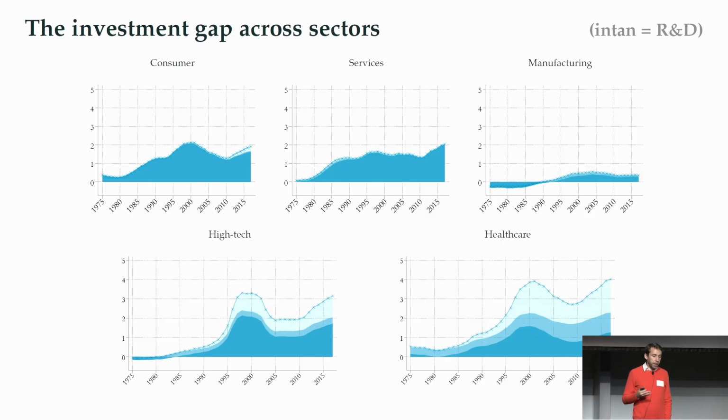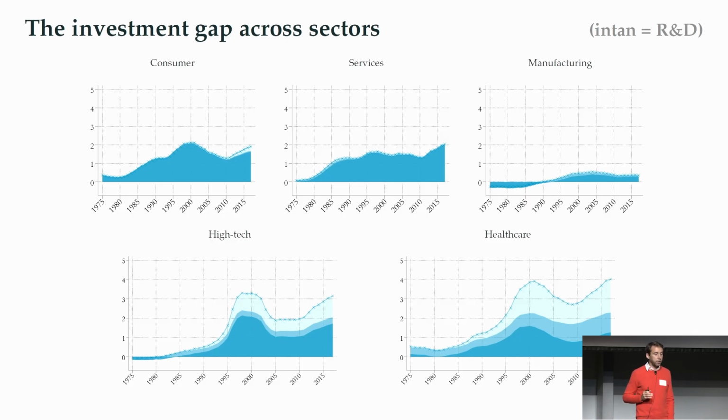Eyeballing it, you can see that the story looks quite different. Okay, so manufacturing, essentially nothing's happening. It's all flat. There's somewhat of an increase in rents, but the gap is small. Consumer and services, the story is different. It's almost entirely pure rents or rents associated with physical assets.